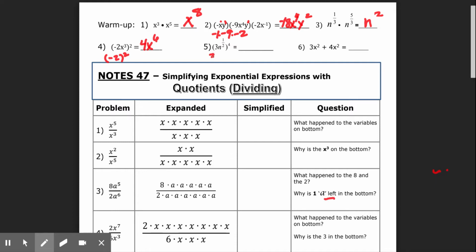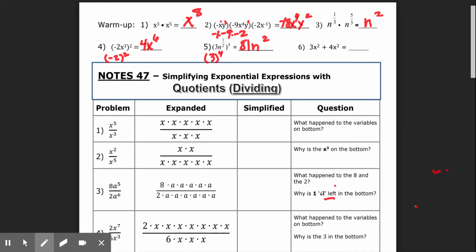Number 5, we're going to have 3 that's raised to the 4th power. So that'll be 3 times 3 is 9 times another 9 gives us 81. And then half of 4, half times 4 means half of 4. So half of 4 is 2. So we're going to have 81 n squared.